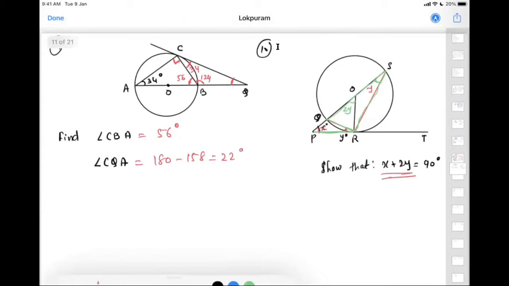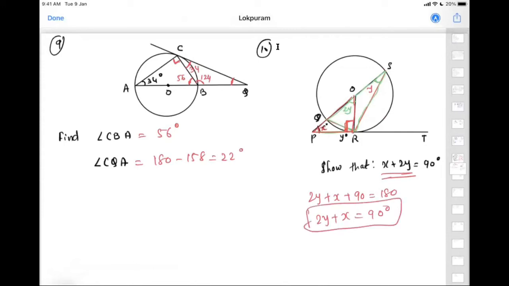Now I can take this triangle in which this angle is radius perpendicular to the tangent. 2Y plus X plus 90 is equal to 180. 2Y plus X is equal to 90, hence proved. Fine.